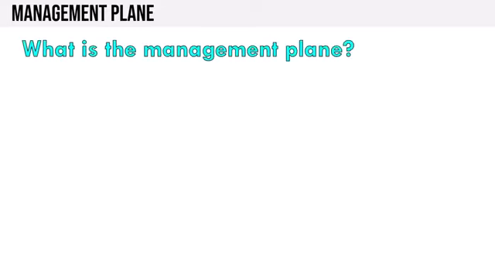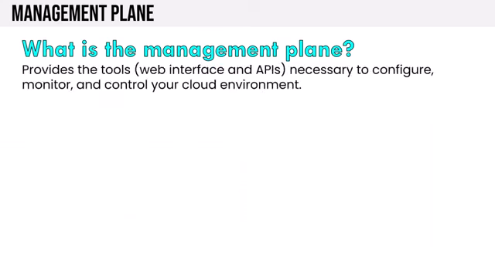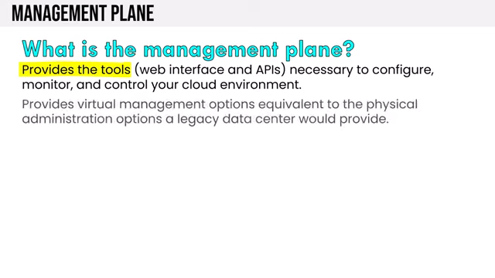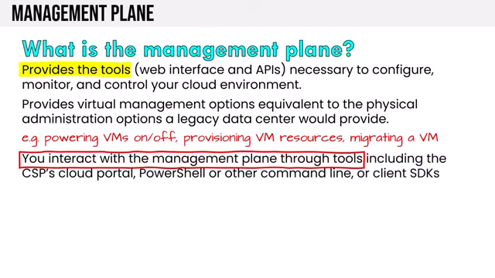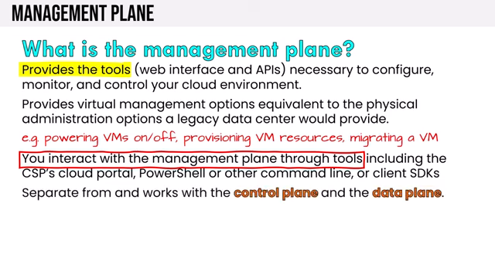So let's talk about the management plane. What is the management plane exactly? Well, it provides the tools, the web interface, and the APIs necessary to configure, monitor, and control your cloud environment. It provides virtual management options equivalent to the physical administration options a legacy data center would provide. So we can power VMs on and off, provision new VM resources, migrate VMs, just as a few examples. You interact with the management plane through tools, including the CSP's cloud portal, PowerShell or other command line, or even client SDKs. Now, this is separate from, and it works with, the control plane and the data plane.